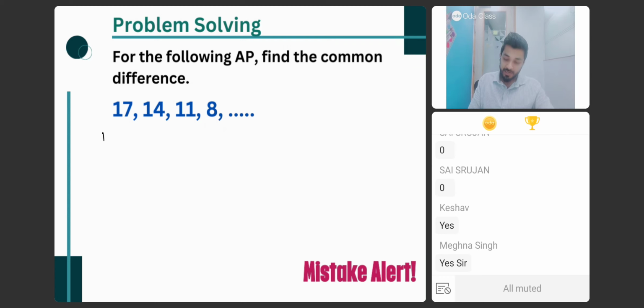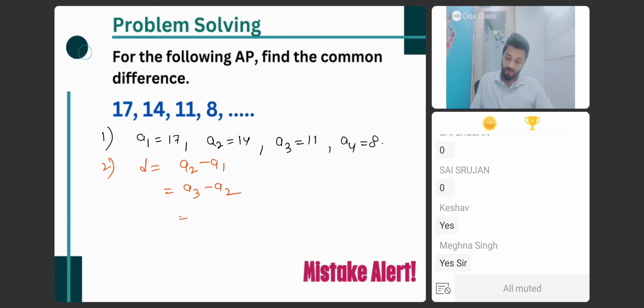Okay, so first write down the terms. First term A1 is 17, A2 is 14, A3 is 11, and A4 is 8. Right. So you can find the common difference D by either A2 minus A1, या तो A3 minus A2 कर दो, या A4 minus A3 कर दो, and so on. So that's how you write. Can anyone tell me what common difference you are getting?